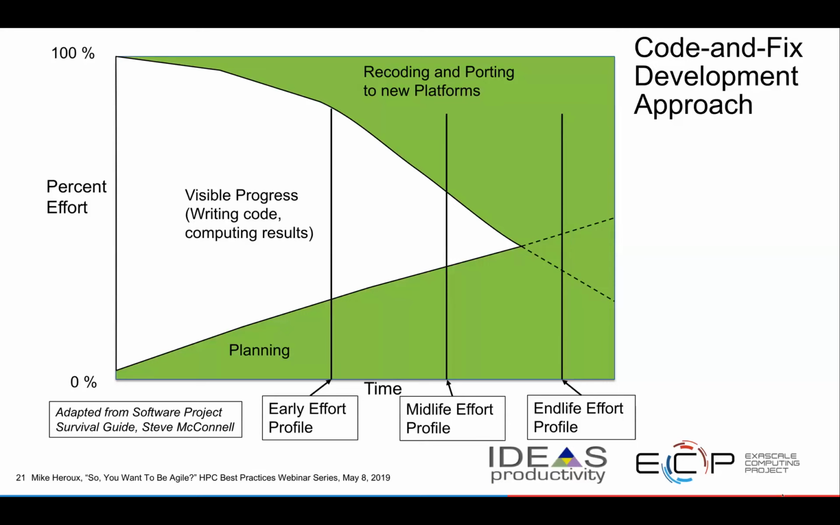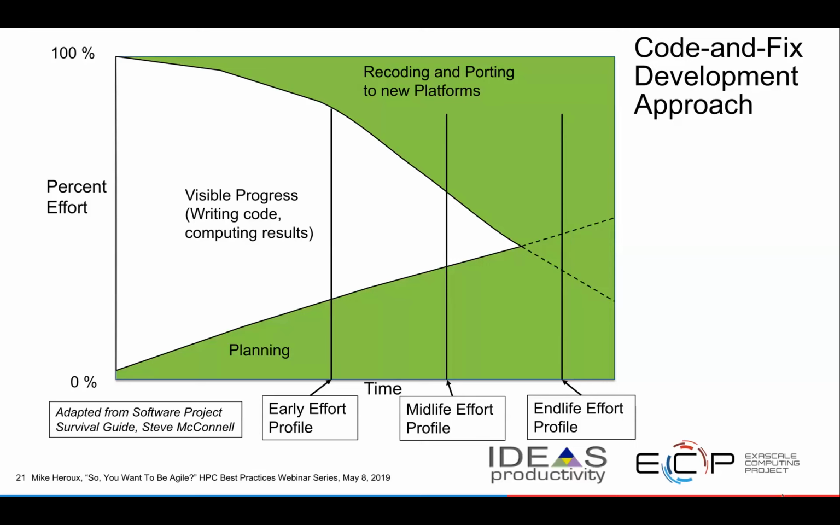Now, as time proceeds, you didn't spend a lot of time in planning, which is okay. That means you get a lot of code out. You don't have to do a lot of recoding because it's a new effort, and you're porting it to new platforms as you're writing the code. And so you don't really realize any of the potential long-term challenges early on in the project.